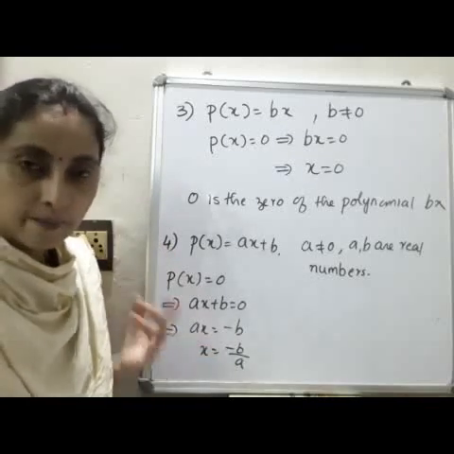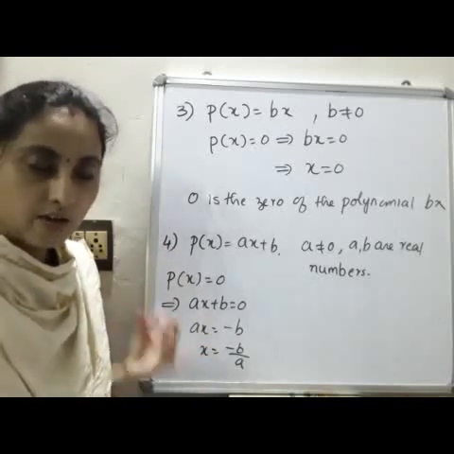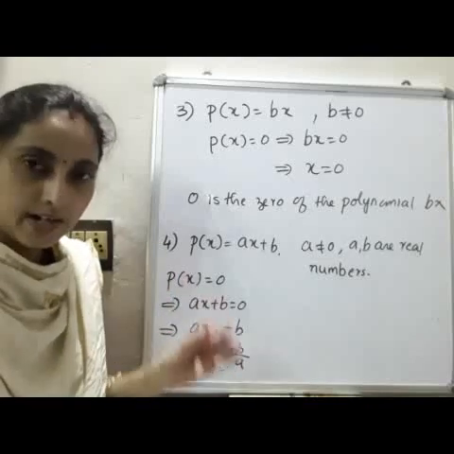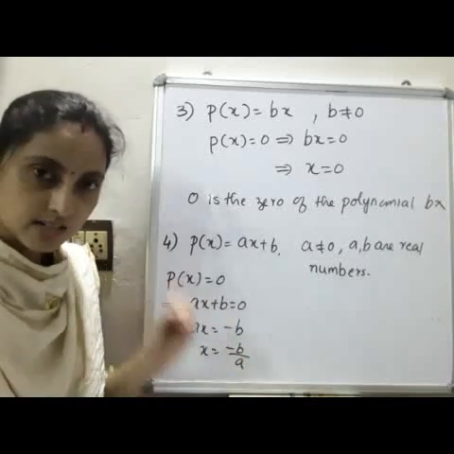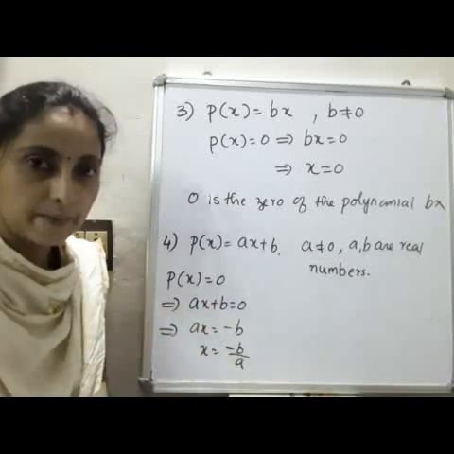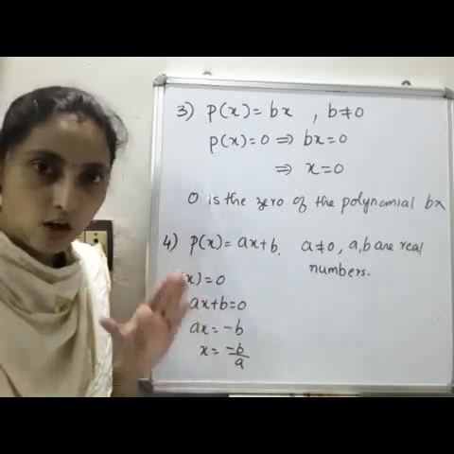First one is what? The value of the polynomial. Okay, value of the polynomial is what? You are already given the value for x. You have to just substitute and find the value. Okay. The second one is what? The 0 of the polynomial.